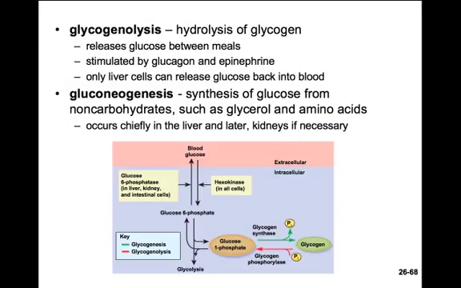Gluconeogenesis is the synthesis of glucose from non-carbohydrates, such as glycerol and amino acids. And again, this occurs mostly in the liver and sometimes in the kidneys if absolutely necessary. The figure below here sort of summarizes that. Glucose 6-phosphate, we can convert that into blood glucose with the action of glucose 6-phosphatase. Hexokinase will bring blood glucose, as you know, from the beginning of glycolysis back to glucose 6-phosphate, and then we can go on and produce glycogen if necessary.